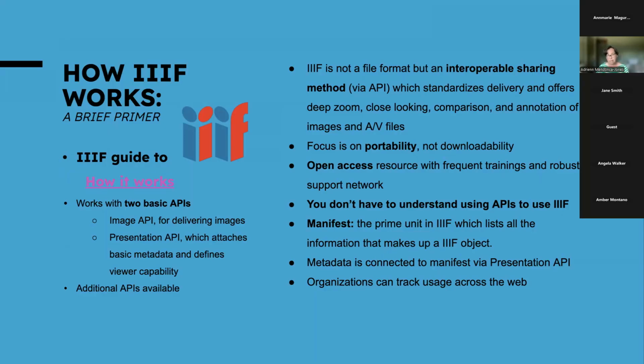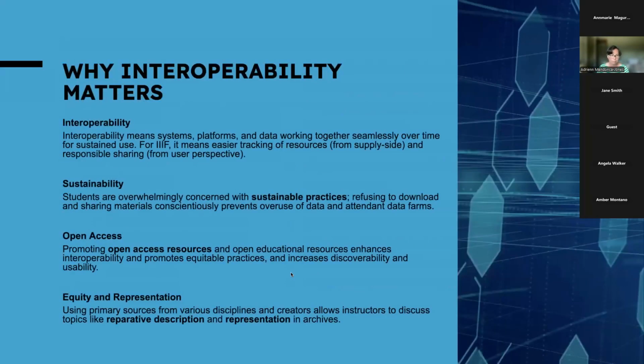The great thing about this is you don't have to understand using APIs to use IIIF. What you do need to know is what a manifest is. A manifest is the prime unit, which lists all the information that makes up the object, and it's what allows you to create these exhibits like we're going to do later. The metadata, as I said, is connected, and organizations, as you know, can track information.